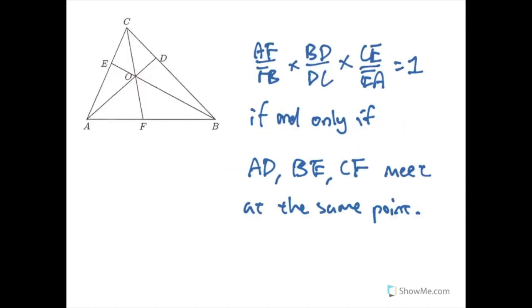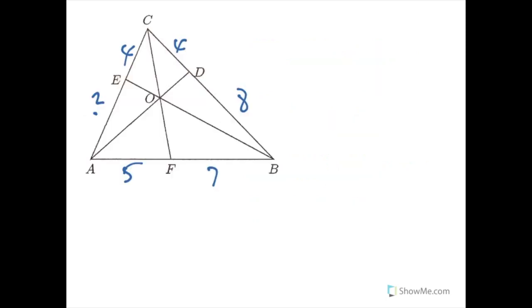Okay, so here's Ceva's theorem, and if you want to take another look at it, you can pause the video here. Okay, next we're going to move on to an example. Suppose all of these values are given, and you know that the three line segments AD, BE, and CF pass through the same point O, and you're asked to find what AE is.